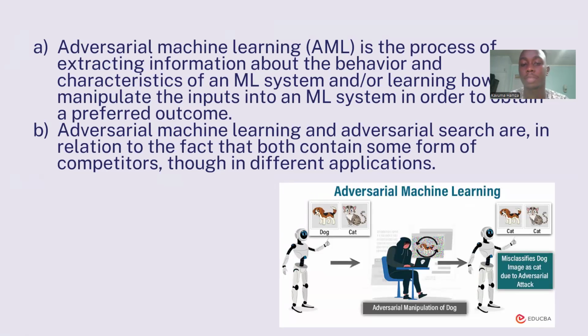Adversarial machine learning and adversarial search are related in the fact that both contain some form of competitors, though in different applications. As you can see in this image, in adversarial machine learning, we manipulate what the model or the agent knows, and then we make it misclassify. So we make sure it misclassifies the dog image as a cat due to an adversarial attack.